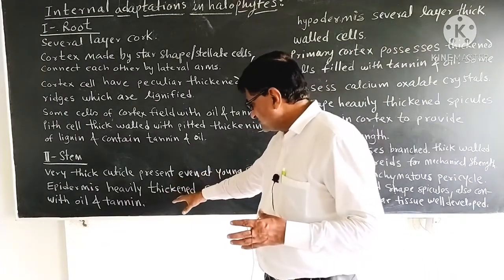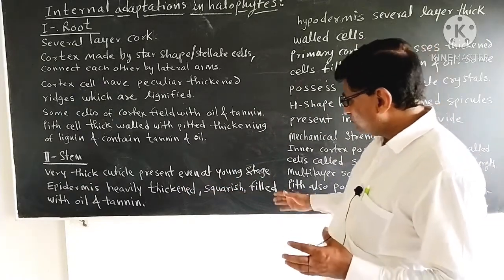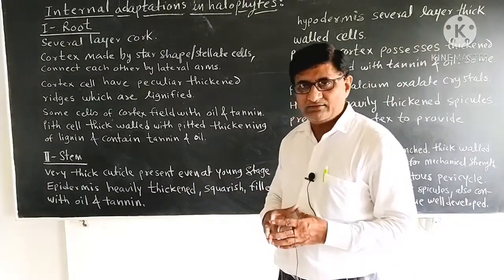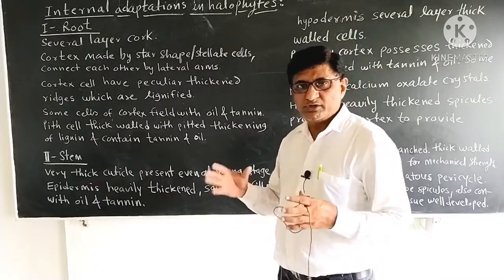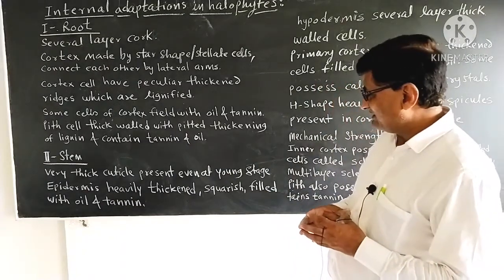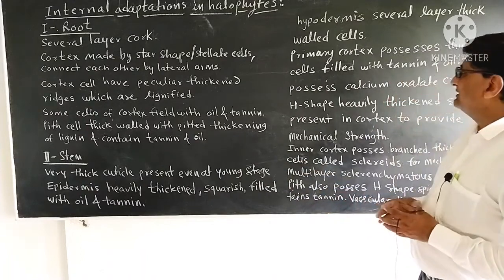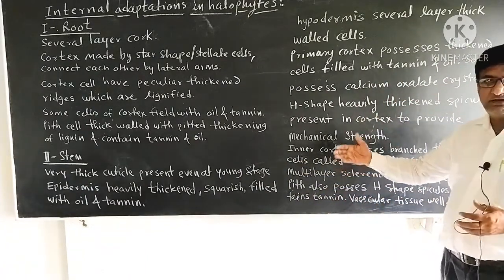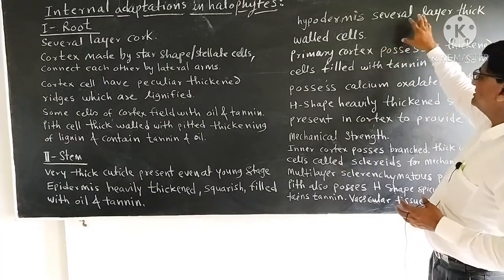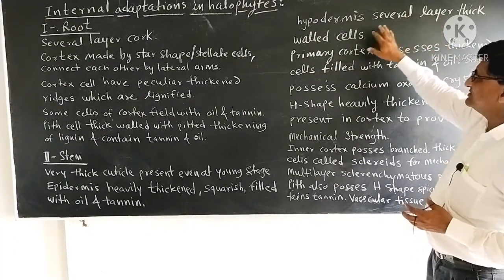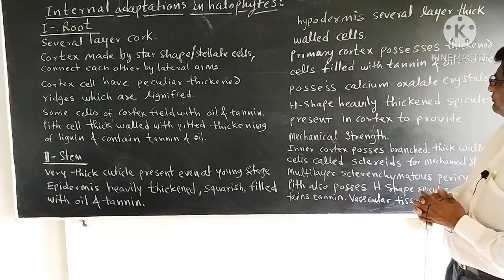The epidermis is also heavily thickened. The cells of the epidermis are spherical and are also found filled with oil and tannin. Next to the cuticle, the epidermis layer is there, where squarish cells are present that are also heavily thickened and filled with oil and tannin. Then next to the epidermis, you will see the hypodermis. The hypodermis is also multi-layered, several layers thick, and thick-walled cells are present in the hypodermis.